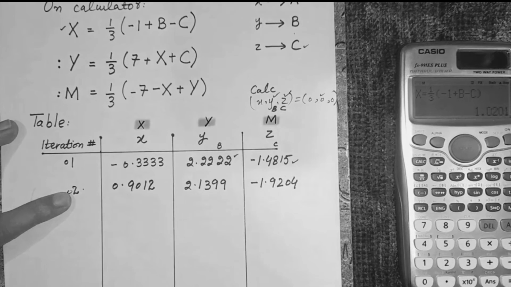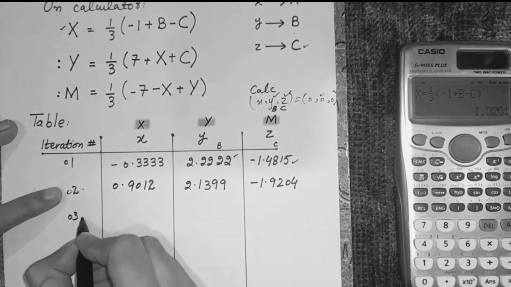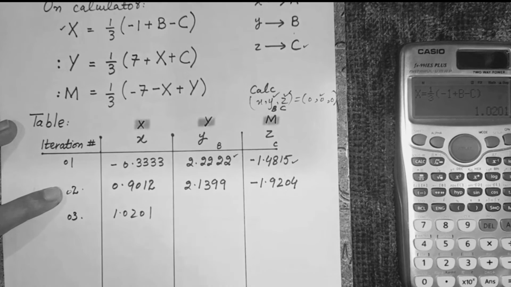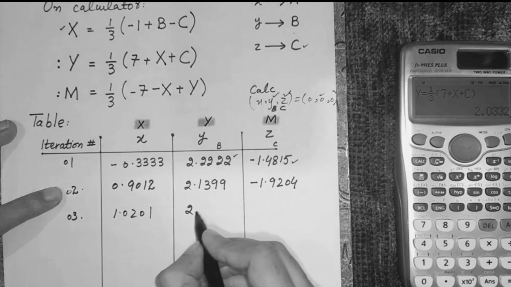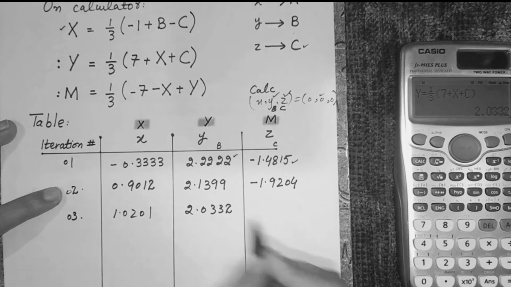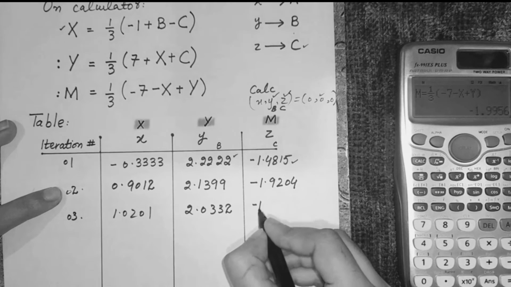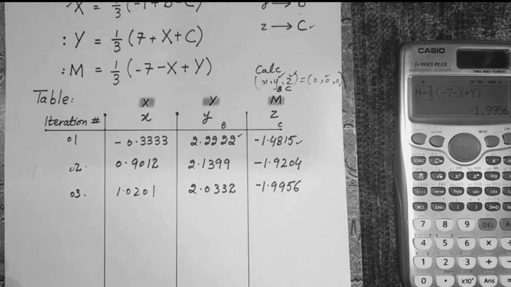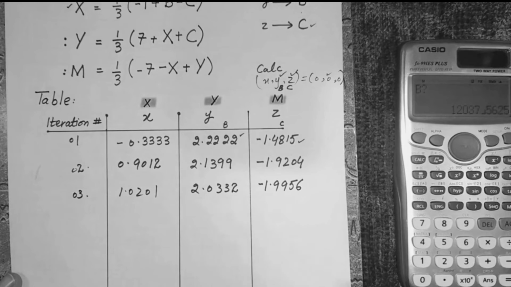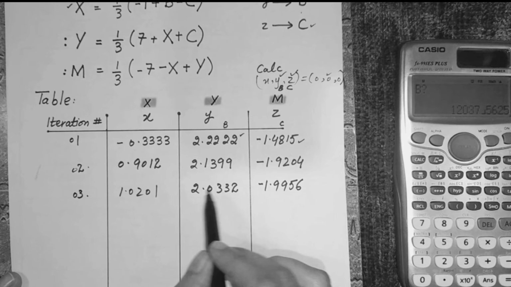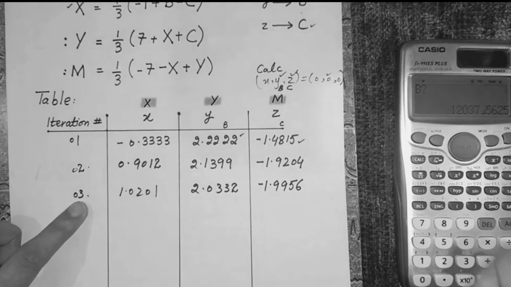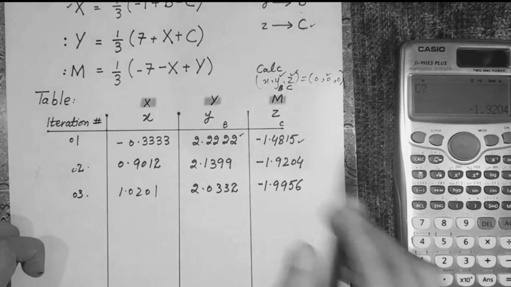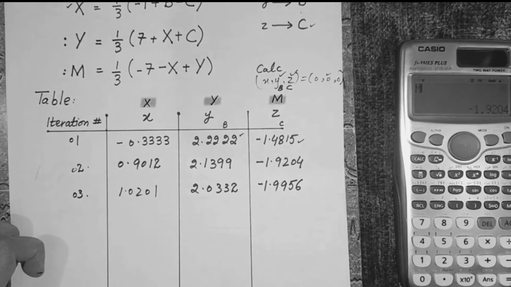Press equal to. Here the value of x for the third iteration is 1.0201. Press equal to, the value of y is 2.0332. The value of z is -1.9956. So let's do that again. Press equal to. The value of b is the previous value of y for the third iteration. We'll simply press alpha capital Y, and for the value of c it is alpha m.